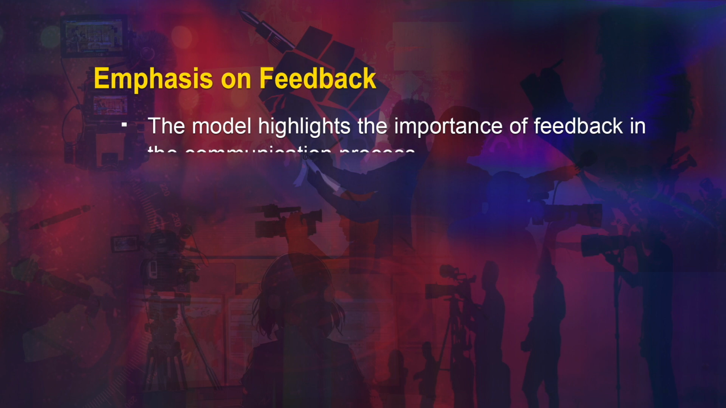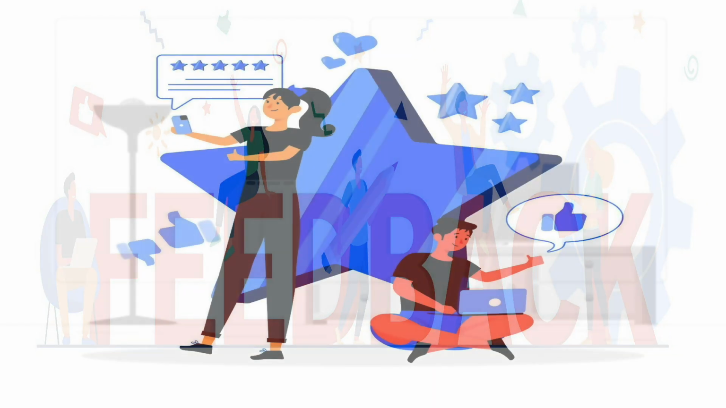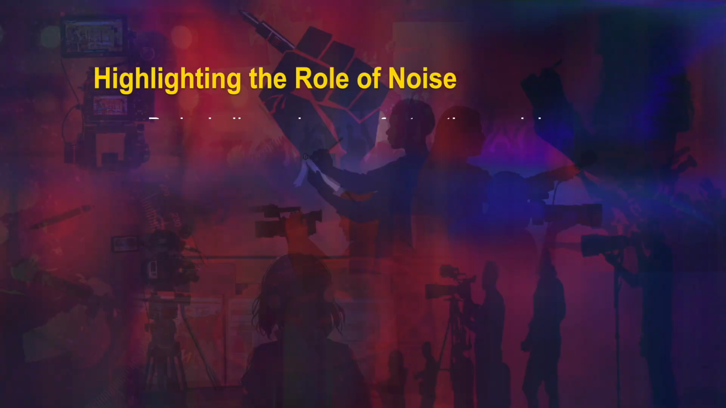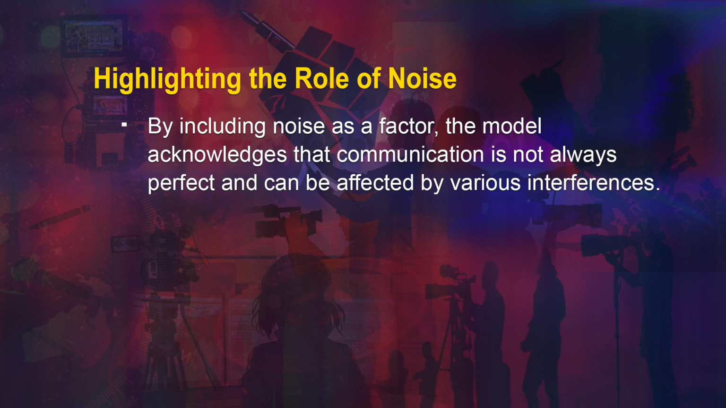Emphasis on feedback. The model highlights the importance of feedback in the communication process. Feedback helps in assessing the effectiveness of communication and making necessary adjustments. Highlighting the role of noise. By including noise as a factor, the model acknowledges that communication is not always perfect and can be affected by various interferences. This is essential in understanding real-world communication challenges.